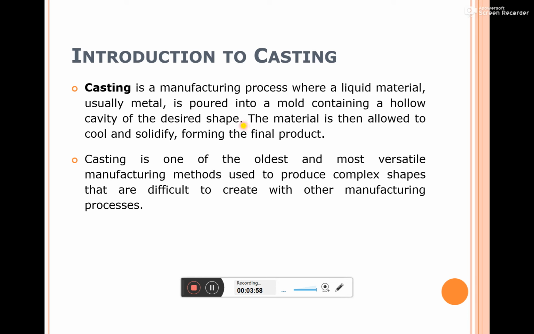We allow it to cool at room temperature, and after that it solidifies. After a certain time, the liquid material will solidify completely. After this complete solidification, it converts into a solid, usable final product. So that is how we manufacture a product using casting.